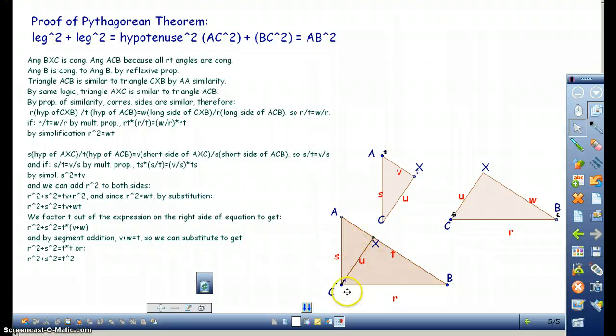So what we say is, let a perpendicular go through side AB, such that it is perpendicular and goes through the opposite vertex, vertex C, thus creating two new triangles, triangle AXC and triangle CXB. Okay, these two triangles, AXC and CXB, to go along with our original triangle ACB. Now we have 3 triangles.